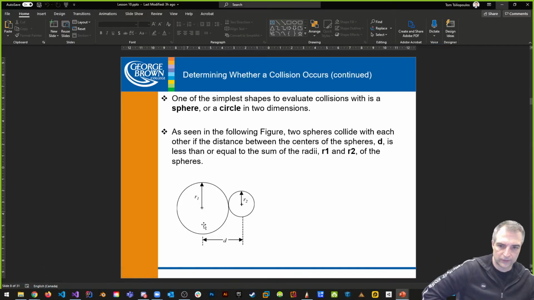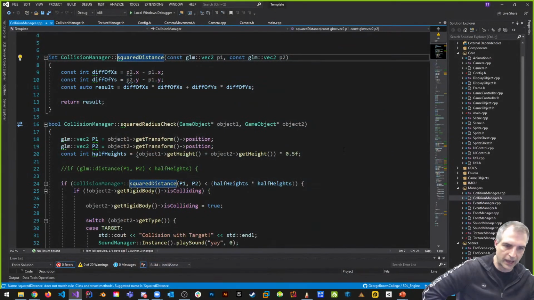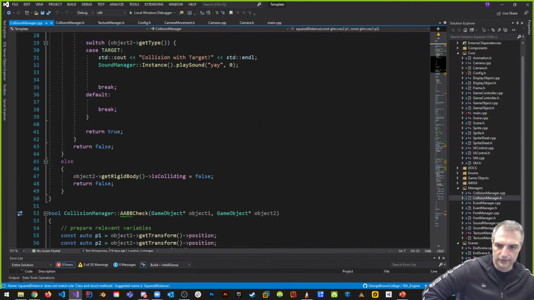So that is circle detection check, where you have two radii and you just want to see if the distance between centers is less than the radii combined. And here is the pseudocode for this. By the way, we have this inside of our code. So if you go back to your engine, if you want to actually look at the distance.